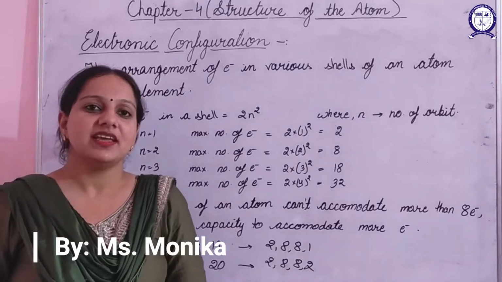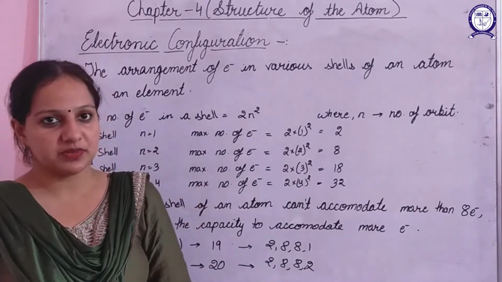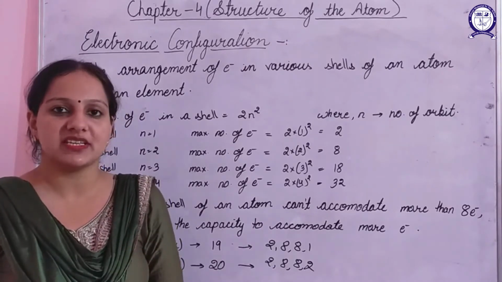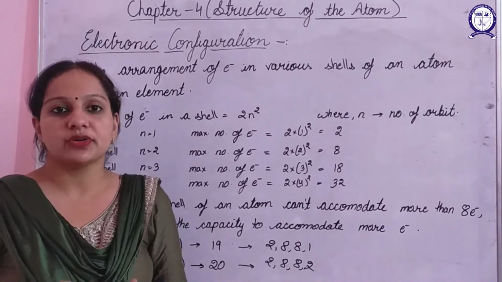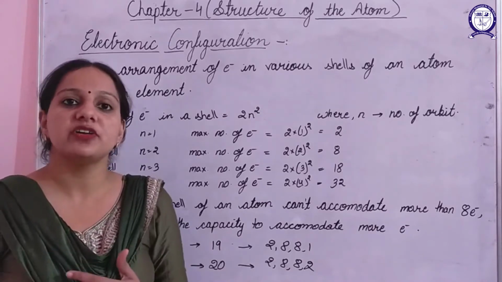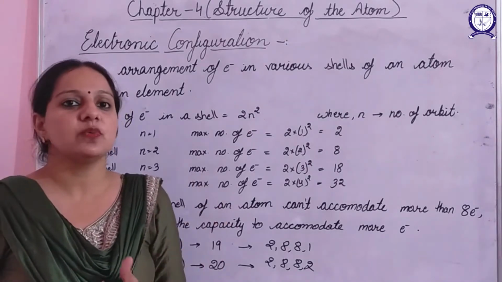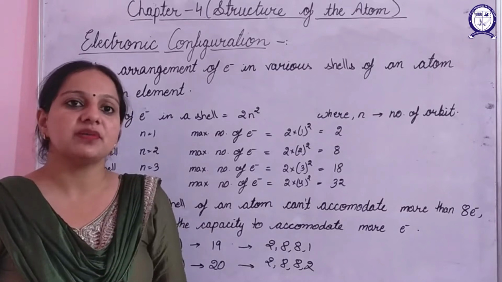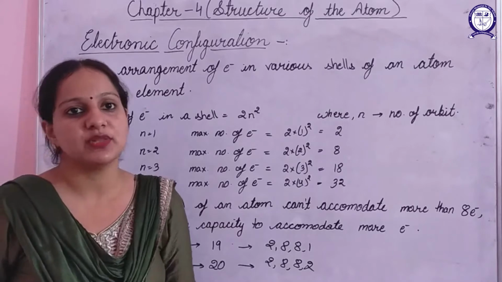Hello students, in our previous video we started with chapter number 4, that is structure of atom. In this video also we will continue with the same chapter. We have studied the discovery of electrons, protons and neutrons, and different atomic models in our previous video. Here we will discuss electronic configuration, atomic mass, atomic number, valency, and then isotopes and isobars. So let's start with the class.